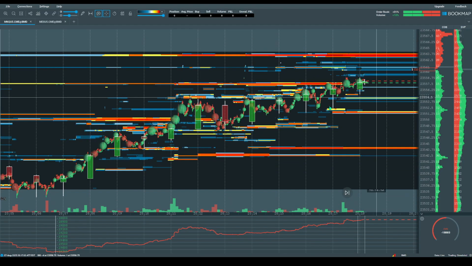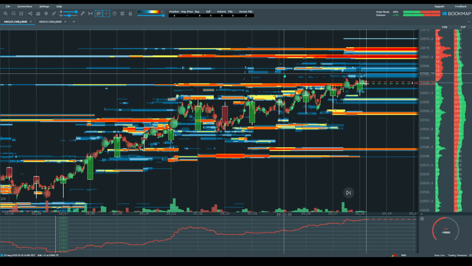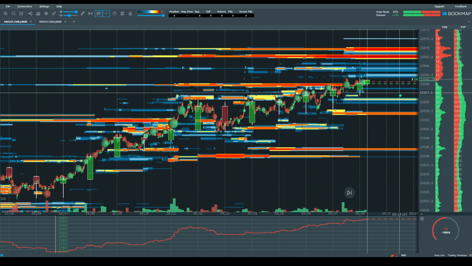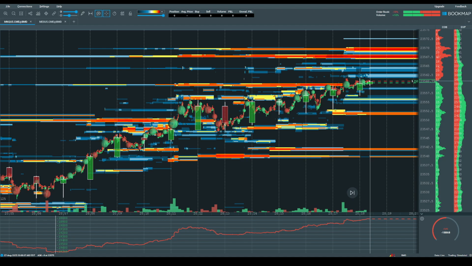Looks like $23,562. Now 23,567.5, right where I have my stop, is a big resistance zone. So I'm going to move it down one tick, and that's where we're going to take our profit if we hit that zone.